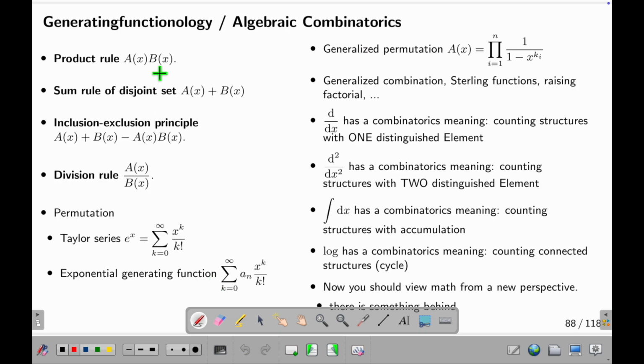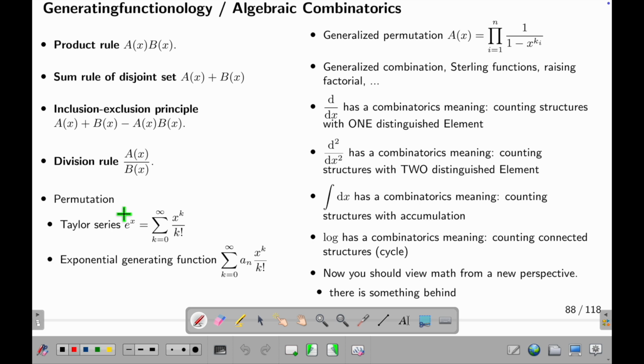Product rule is just A(x) times B(x). Sum rule is just A(x) plus B(x). Inclusion exclusion principle is just the math. Division rule is the same. So that means multinomial is just something like this. And then, okay, permutation, we know permutation is n factorial, right?